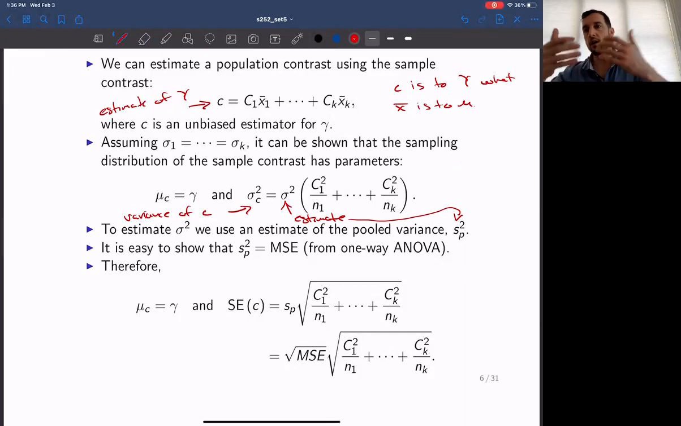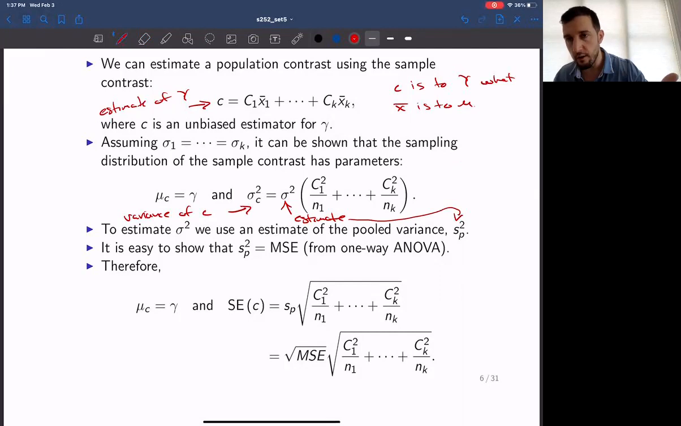So again, our contrasts are going to follow the one-way ANOVA. So we compute the ANOVA first. Once we work out the ANOVA table, we have our MSE value in the ANOVA table, and we're just using that in the contrast. So our standard error of the contrast is just going to be the square root of the MSE divided by C1 squared over N1 all the way up to however many means we're comparing.